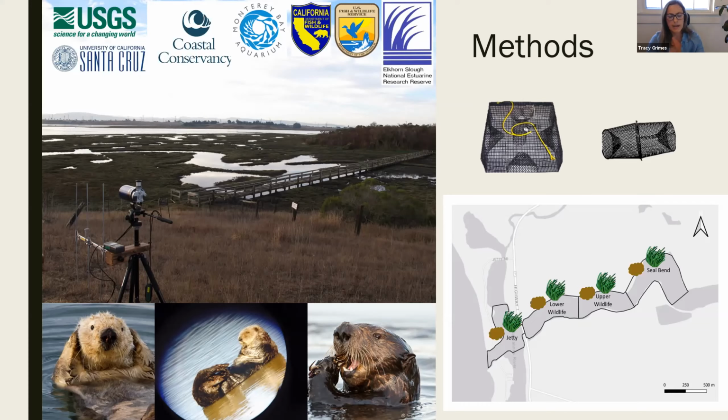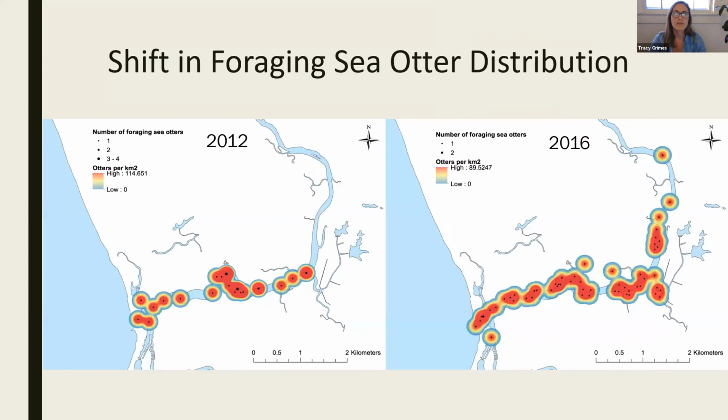All right, so what I first want to show you is that between 2012 and 2016, we really saw a shift in where sea otters were foraging. This map on the left is from 2012. It's a heat map, so hot colors indicate higher density and cooler colors indicate less density. What you could really see is that in 2012, sea otters were centered around this bend in the estuary we call the Seal Bend. By 2016, it had become more dispersed and a little more evenly distributed throughout the entire estuary.